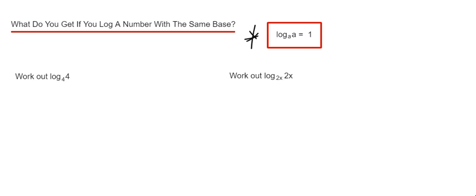So let's have a look at the example here. So we've got log base 4 of 4. So again, the base is the same as the number that we're going to take the log of. So that will give us an answer of 1.